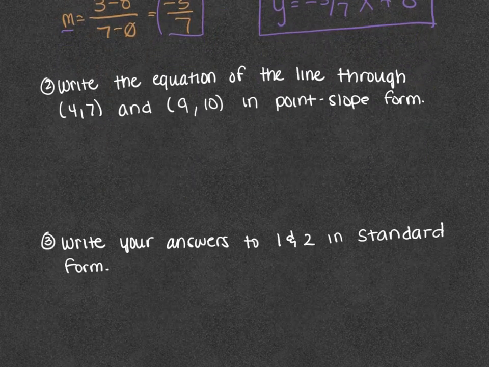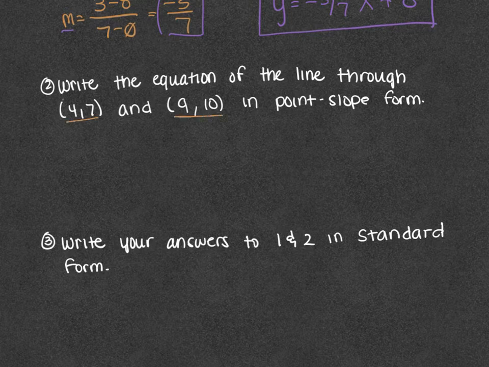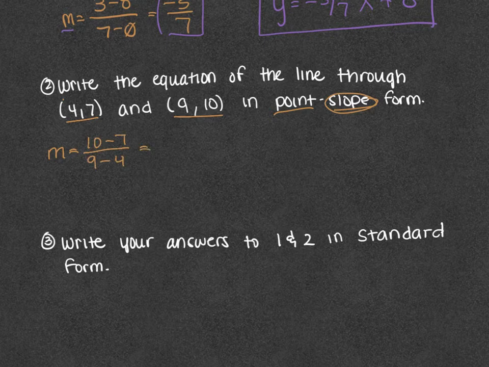For this one, again, we have 2 points, but we don't have a point where the x value is 0, so I don't know what my intercept is yet. What we can do is first find my slope, because this one's also point-slope form, so I'm going to need slope. So I'm going to do 10 minus 7 over 9 minus 4, which is 3 over 5. Now that I have that, the only other thing I need is a point, and I have 2 to choose from. You can choose whichever one you want. I'm just going to choose this first one and go from there.